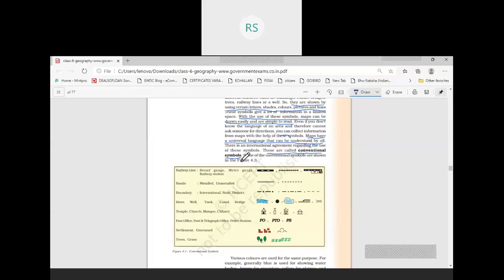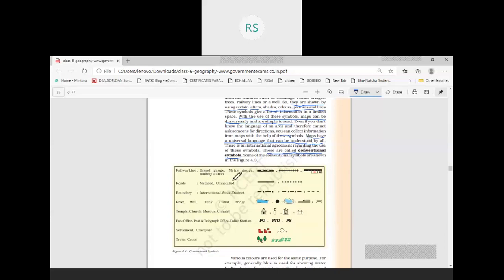The symbols about which an international agreement is done, and all the countries of the world, all the people of the world, when they are drawing any map, they use these symbols. These are called conventional symbols. In this box, you can see railway line. Okay, railway lines are shown like this.